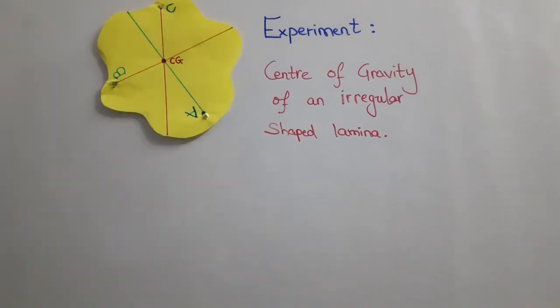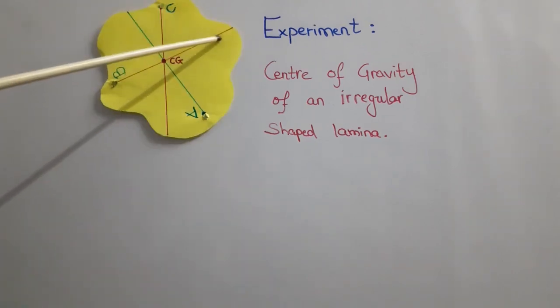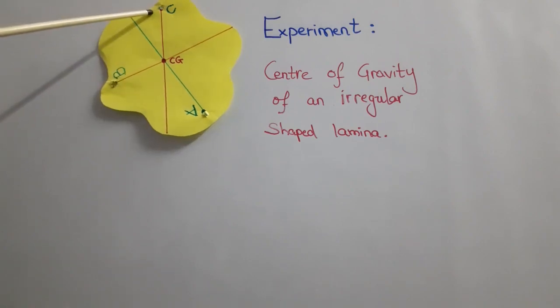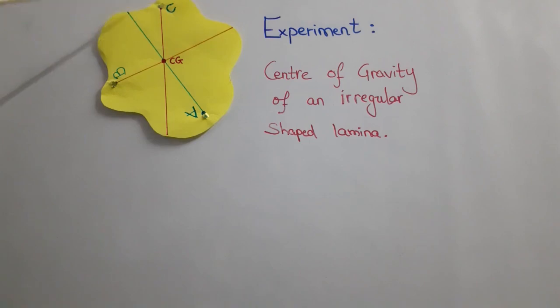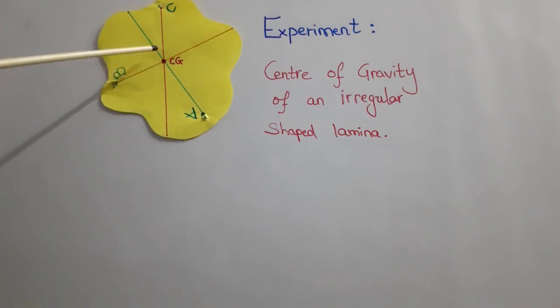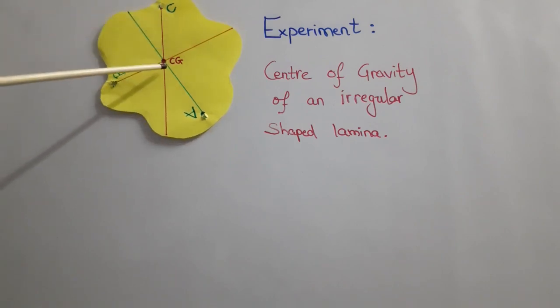Okay. Now from point B I have drawn a line along the plumb line, and the same procedure I have repeated for point C, that is, suspending from point C, and I have drawn a line along the string of the plumb line. The intersection point of these three lines gives you the center of gravity, right? In this case, the center of gravity is lying exactly below the point of suspension.